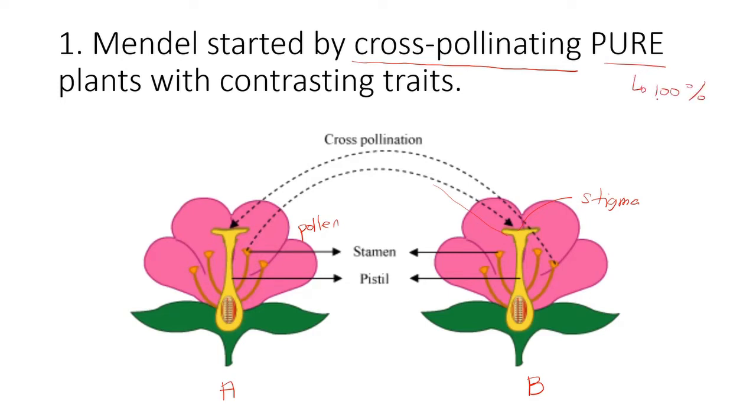Okay. The other word was hybrid. Hybrid is like a mixture, something like 70-30%, or 50% and 50% of this one that is hybrid. But for the beginning of his experiment, Mendel started with pure plants with contrasting traits.